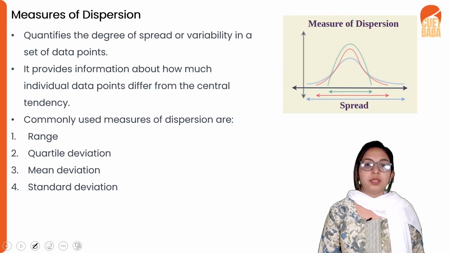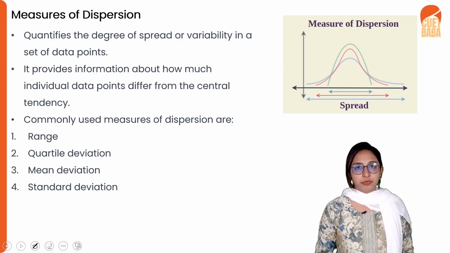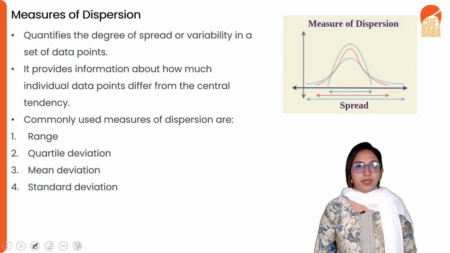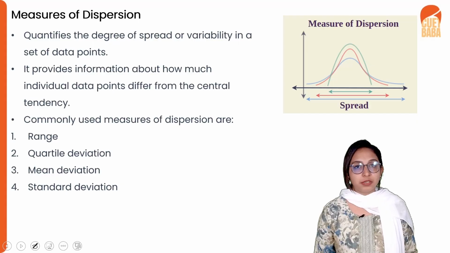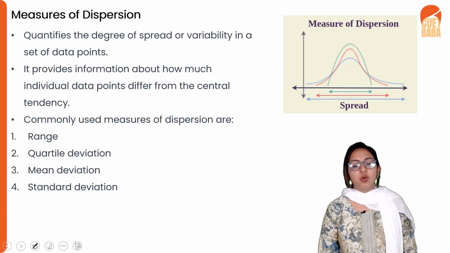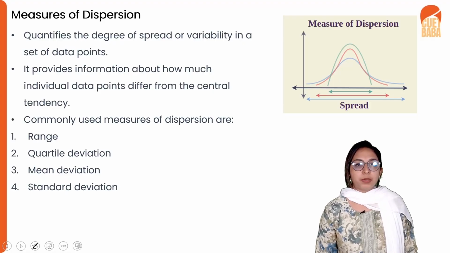Moving to the next topic, which is measures of dispersion. It quantifies the spread or variability in a set of data points. That is, how much variability there is for the data points from the measure of central tendency. Suppose we have calculated a mean, and how far or how near the other data points are from the mean.